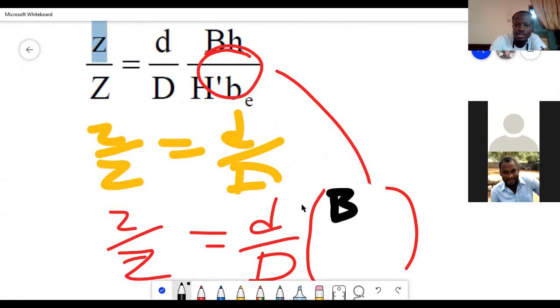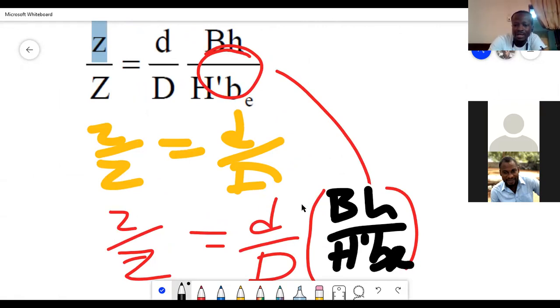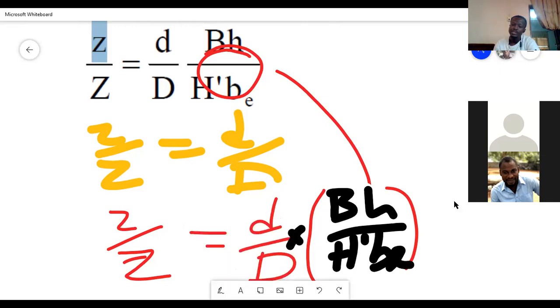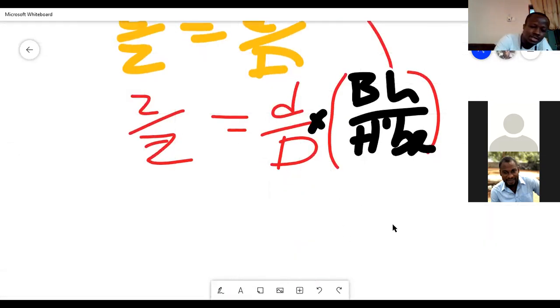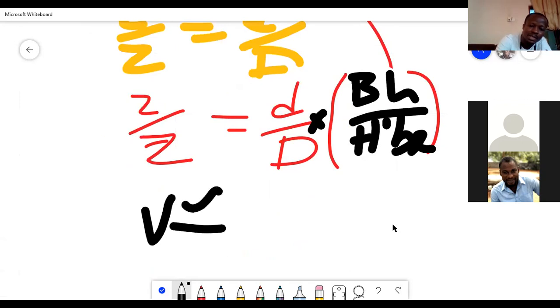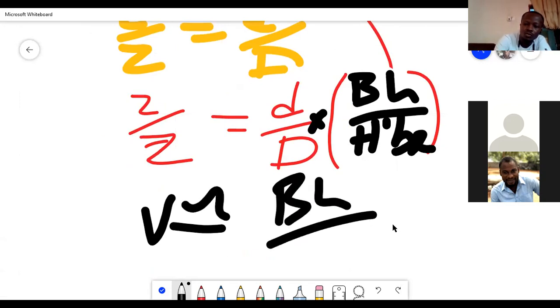So BH over H, so H prime is flying height, BE is the flying height. So this factor should be 1, all things being equal, or should approach 1, but it's not. So we want to call that the vertical exaggeration. It is the reason for the disparity. Are we okay? So vertical exaggeration is approximately equal to BH over H prime over BE.